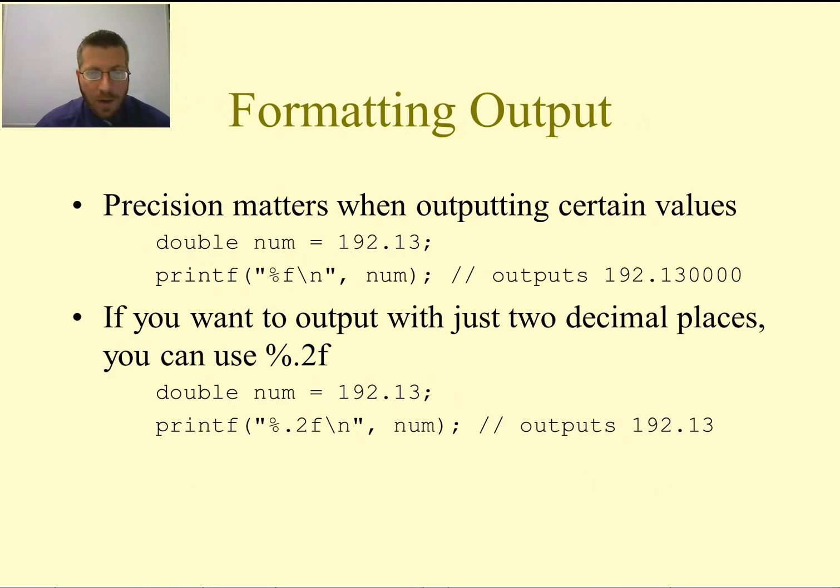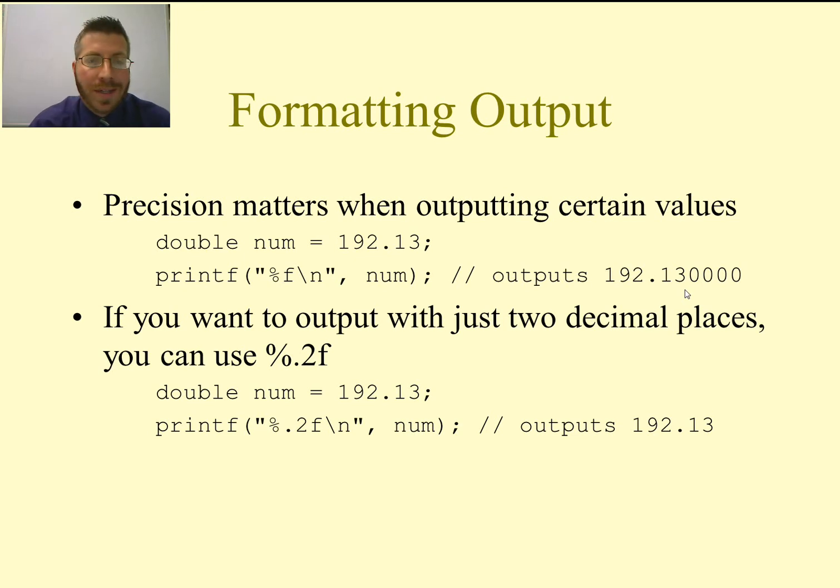To format our output now, some of you who have been playing around with printing things out to the screen, if you ever print out doubles or floats, you may see that the precision is a little messed up. So look at that first example that I have here, where I say double num equals 192.13, and then I print out a %f followed by a new line character of the value num. This is actually going to output to the screen 192.130000. The reason for that is because of the precision of a double. The precision of a double is higher than just 2 decimal places, so it's going to put zeros after that to show you just how precise the number actually is.